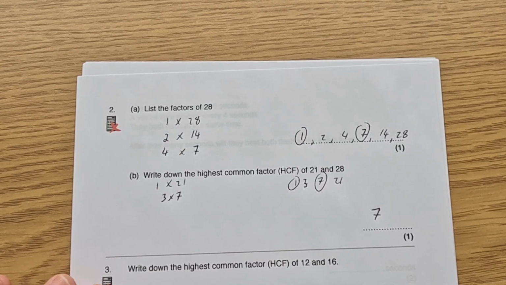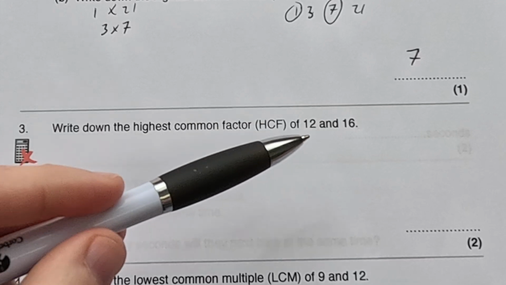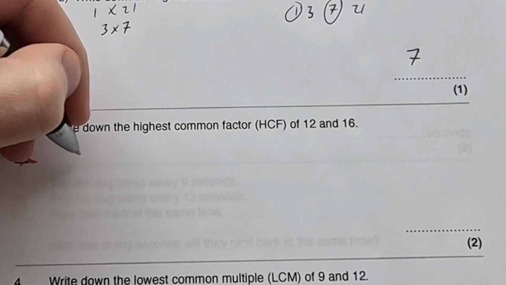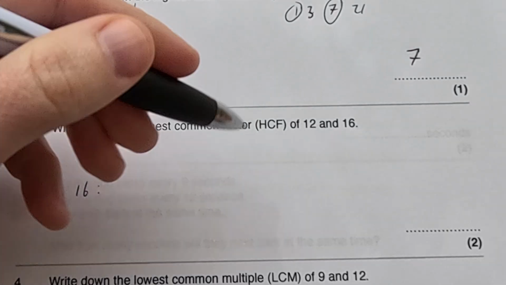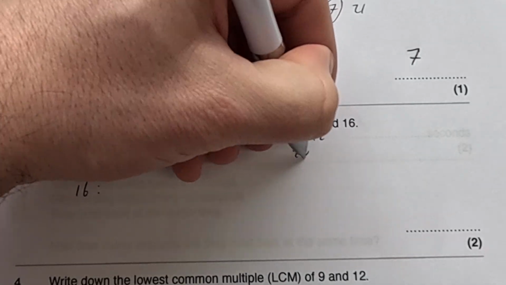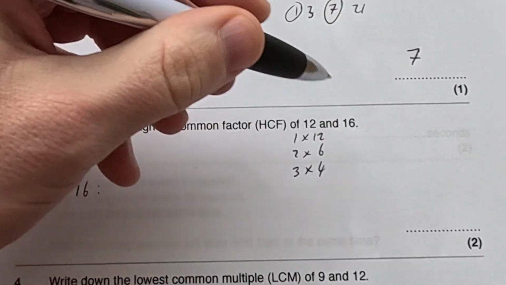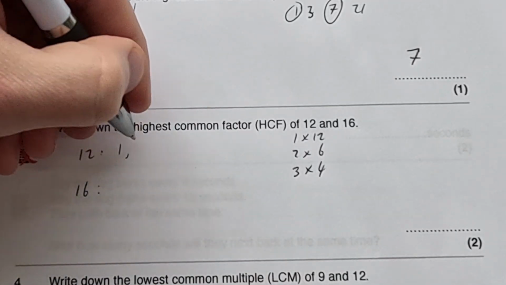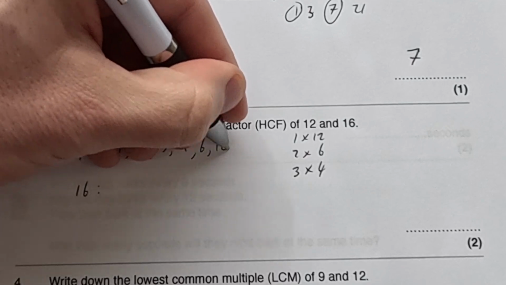Okay, let's have a look at our next question, question number 3. We've been asked to find the highest common factor of 12 and 16. So let's write down 12 and 16 and then list their factors. So the factors of 12 would be, well, we've got 1 times 12 is equal to 12, 2 times 6 is equal to 12, and 3 times 4 is equal to 12. So there are all the factors of 12: 1, 2, 3, 4, 6, and 12.